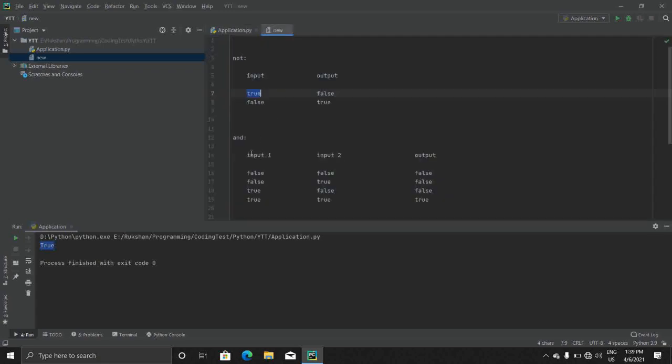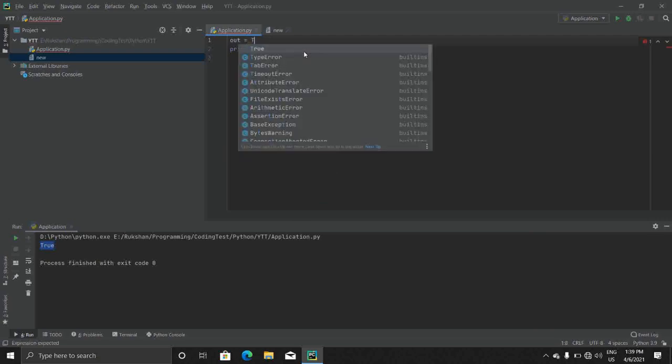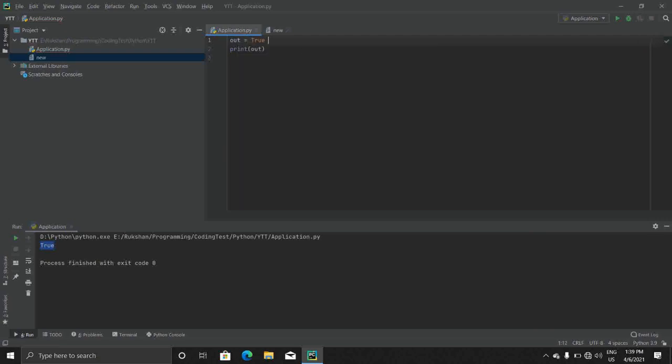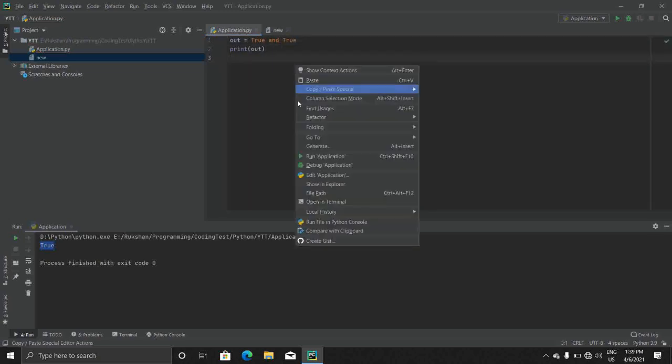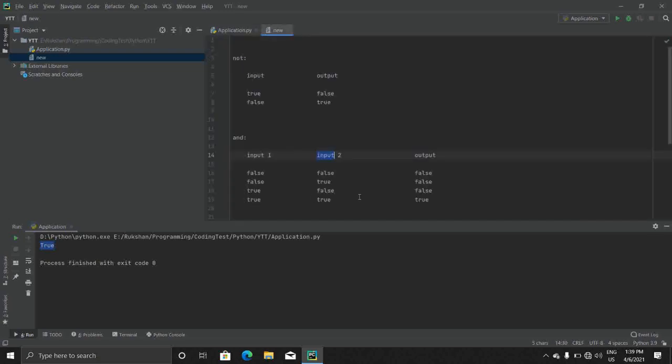Now let's move to the AND Boolean operator. And you can see here the AND Boolean operator takes two inputs. To use those two inputs with the AND Boolean operator, first we need to put our first input. And to use the AND Boolean operator, we use the and keyword. And I put the second input to true. Now you can see the output is true because both inputs are true. You can see here we get true when we use true as both inputs.